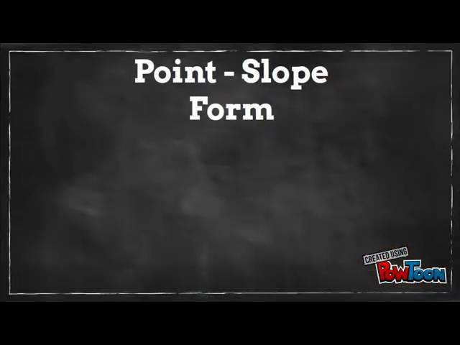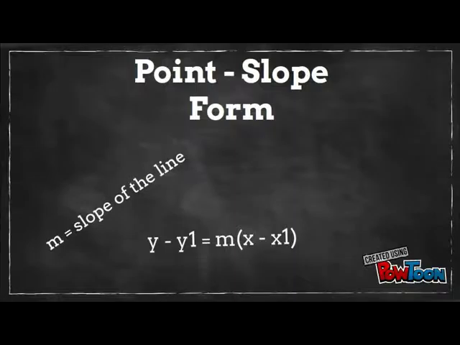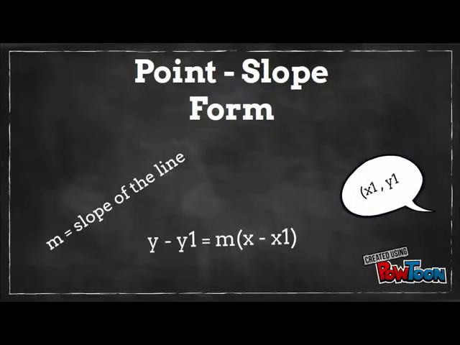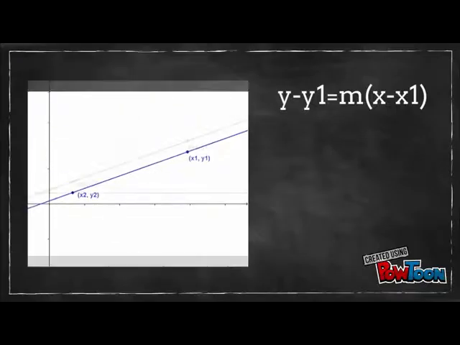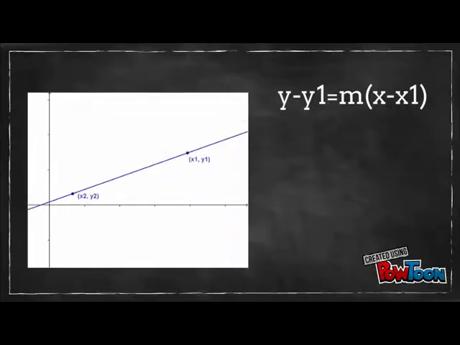Point-slope form. The equation of a straight line in the form y minus y sub 1 equals m times x minus x sub 1, where m is the slope of the line and x sub 1 and y sub 1 are the coordinates of a given point on the line. Let's look at where this point-slope formula comes from. Here's the graph of a generic line with the 2 points plotted on it.